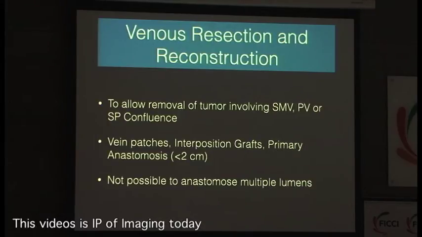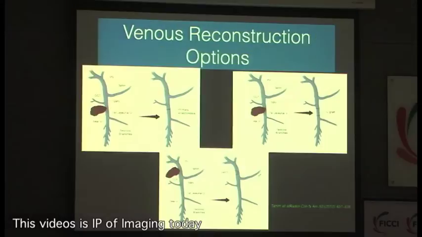The gastrocolic trunk will come from the right and the first jejunal vein will come from the left. So if these two are involved and you are trying to save them, then you cannot remove the portal vein and then anastomose the gastrocolic trunk and the first jejunal vein. So you can't anastomose multiple lumens. Okay, so these are your venous reconstruction options, and now I'll tell you what I meant.